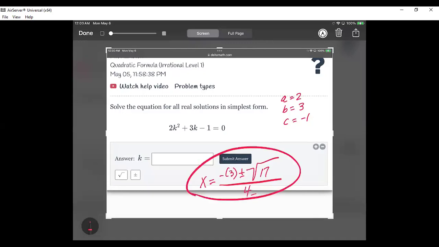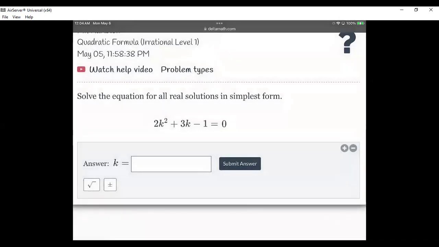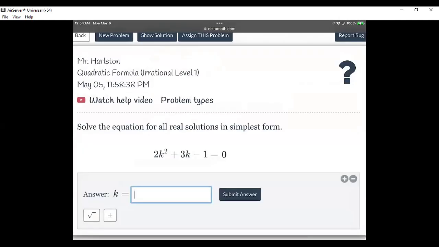So this is what I'm going to enter for the answer. It's going to be -3 plus or minus the square root of 17 over 4. So let me go enter this. I can delete the screenshot. I know it's going to be a fraction.